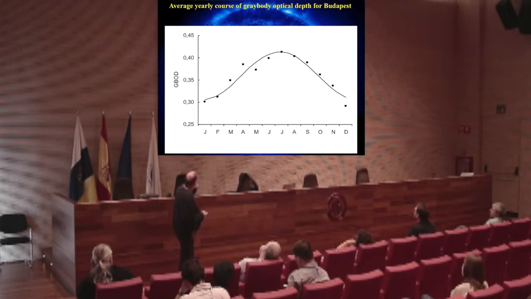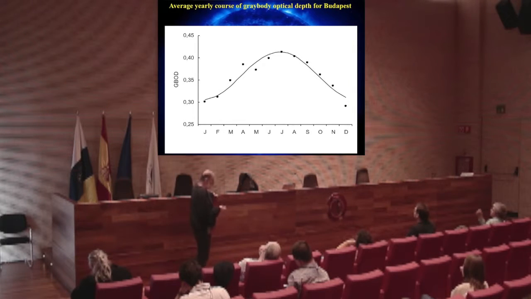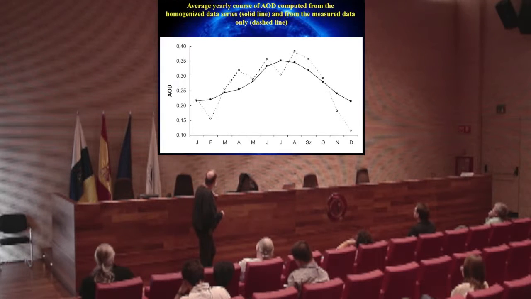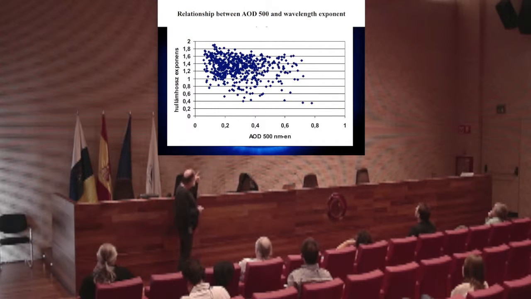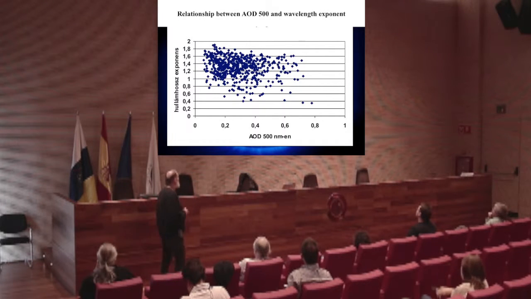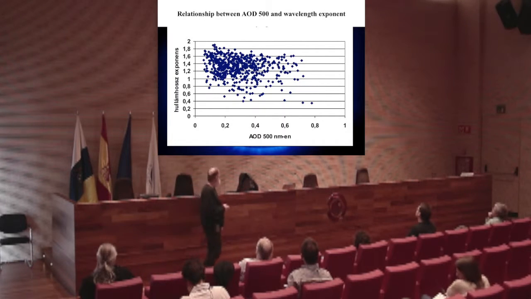It is the average yearly curves of the gray body optical depth. So we have a clearer atmosphere in winter and not so clear an atmosphere in summer. It is the same for the aerosol optical depth. It is a relationship between the AOD for 500 nanometers and the alpha wavelength exponent.